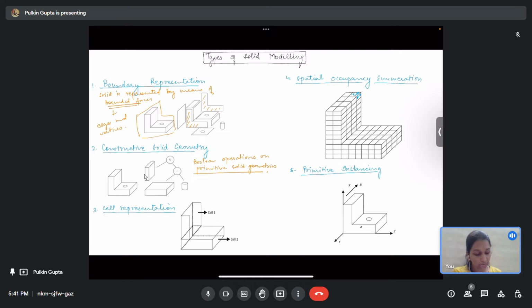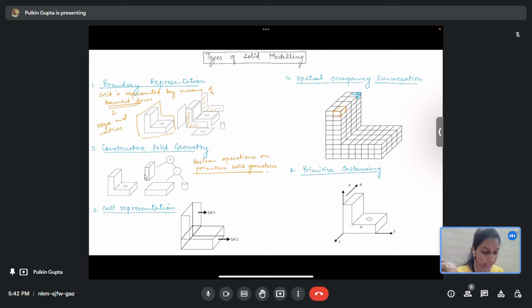Then you have cell decomposition, wherein you can decompose your entire solid into cells. Then there is spatial occupancy enumeration. So here your object is represented by a list of cubical disjoint spatial cells. Okay, so it is represented in the form of these small cubes, which then join together to form the entire solid.